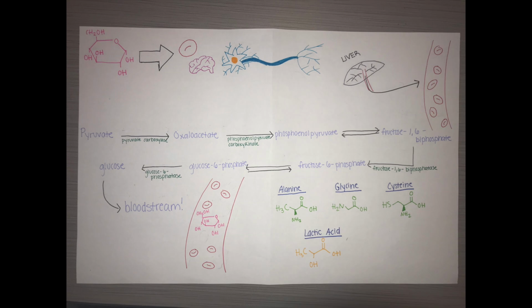When lactate is produced by skeletal muscles during anaerobic physical activity, it is released into the bloodstream. It travels to the liver and gets converted to glucose during gluconeogenesis.